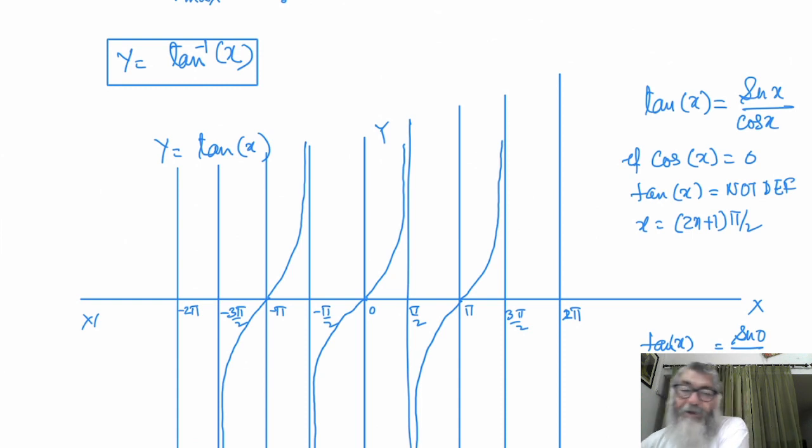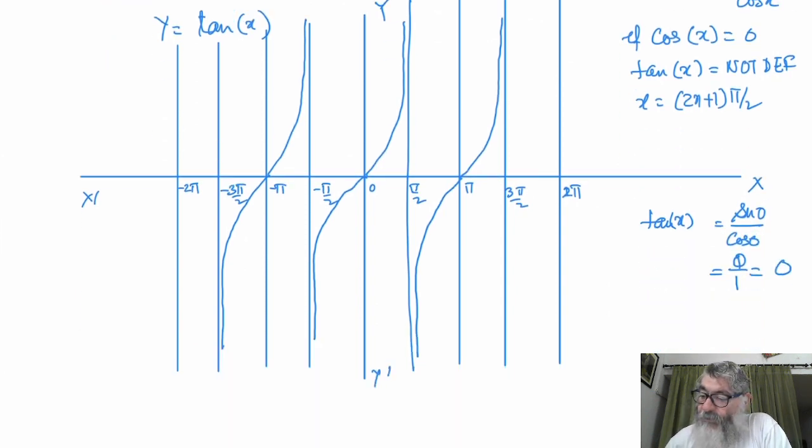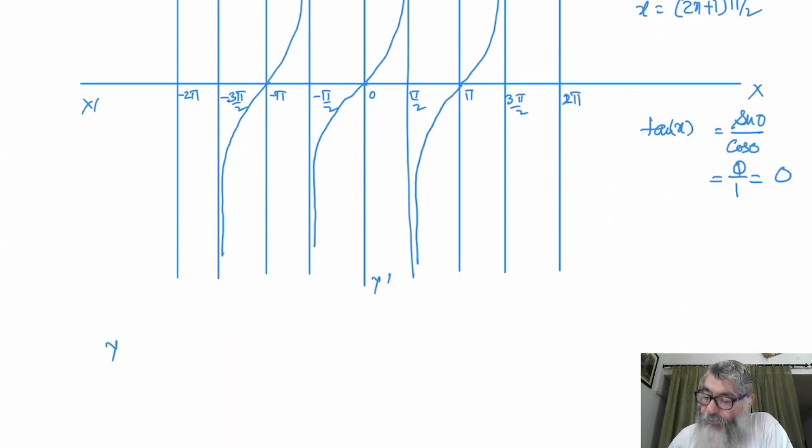Now for this, we have to restrict the domain of this function also to get the inverse of this function. Like in sine, we restricted the domain from minus pi by 2 to pi by 2. For cos, we restricted the domain from 0 to pi. Here again we are going to restrict the domain between minus pi by 2 to pi by 2. When we are going to draw the curve of y is equal to tan inverse x, how are we going to do it?